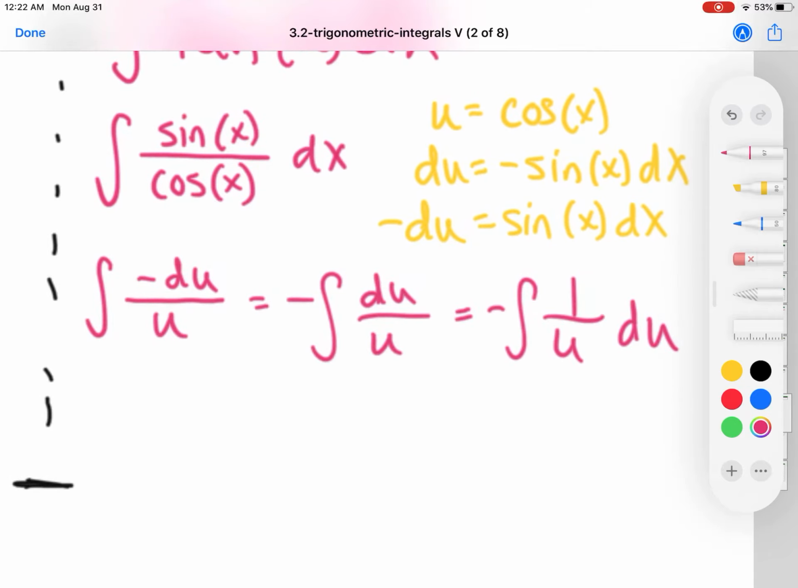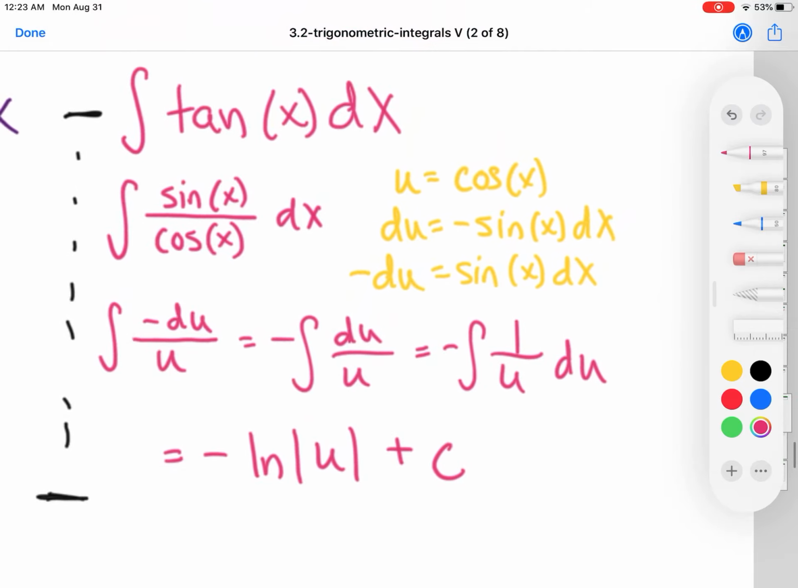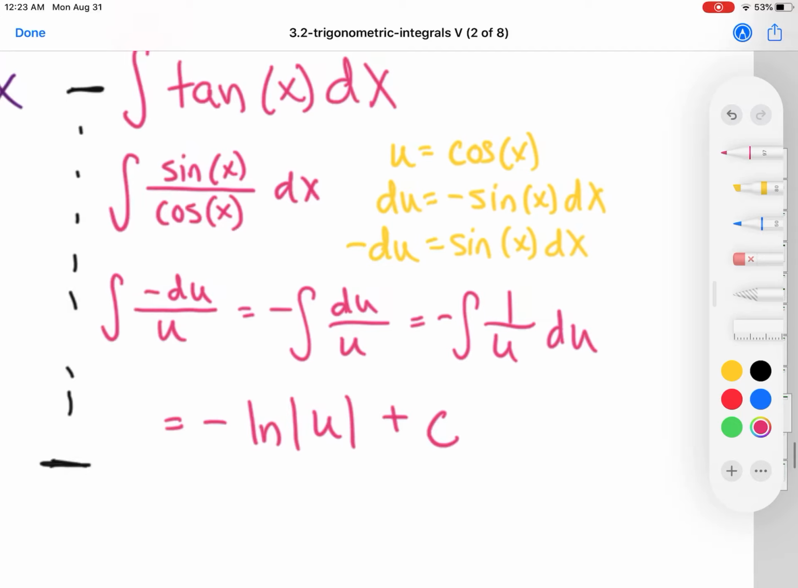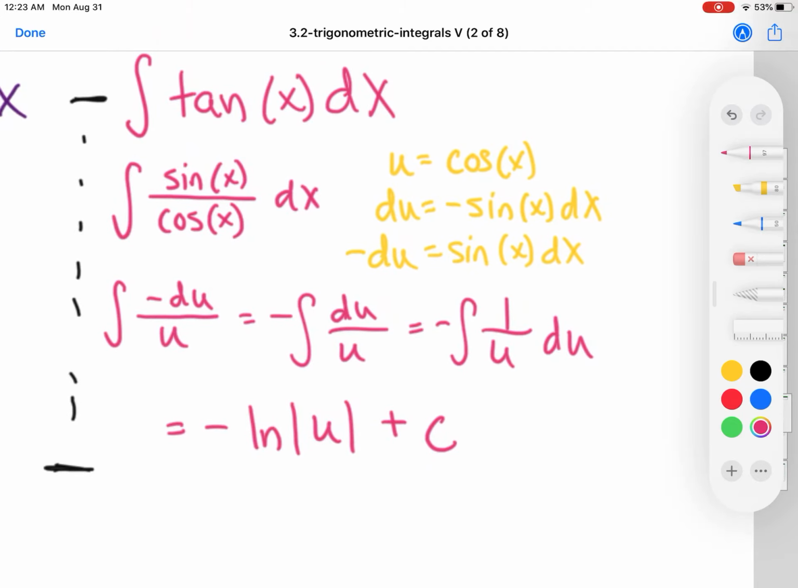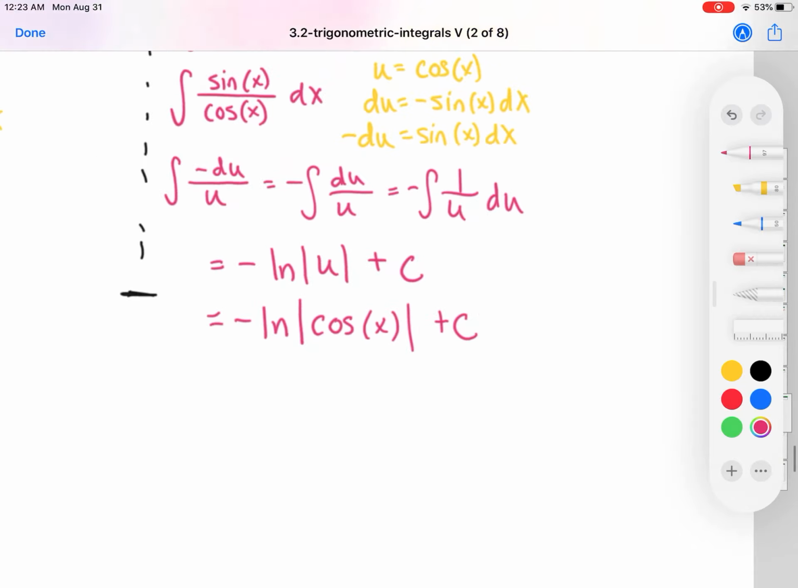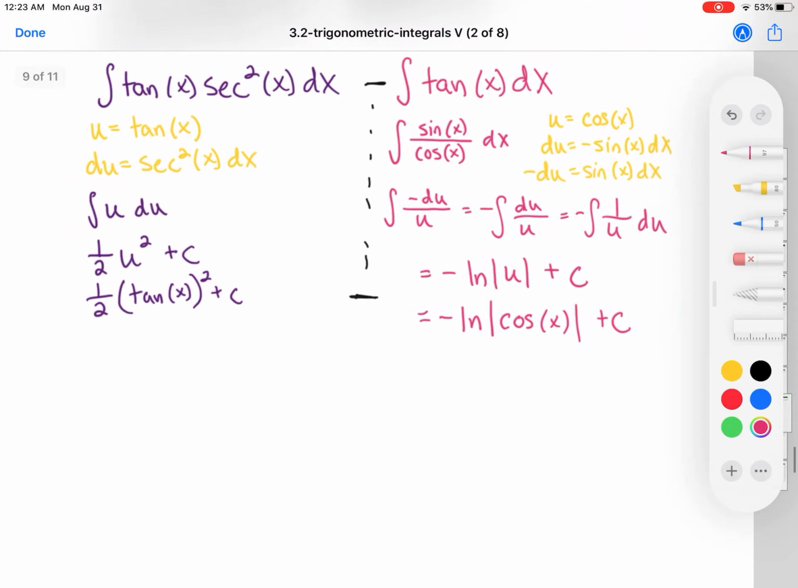Now that I've done that, hopefully that'll jog your memory as to what 1 over the variable is in terms of finding its antiderivative. It is ln of u, right? So I have the negative out front, and then I have ln of absolute value u plus c. Now, we can't leave it in terms of u, right? We have to write it in terms of what the original variable was, which is x. And so if we rewrite what u was, u was cosine x, and then plus c.